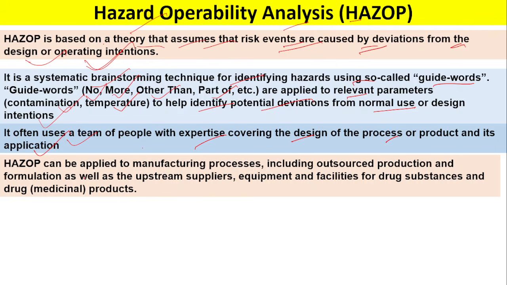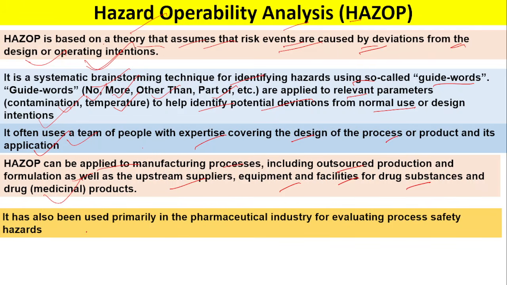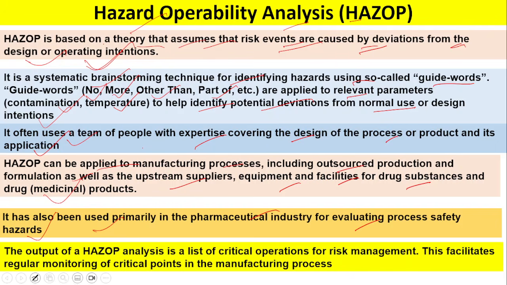Hazard operability analysis can be applied to manufacturing processes, including outsourced production and formulation, as well as upstream suppliers, equipment, and facilities for drug substances and drug medicinal products. It has also been used primarily in the pharmaceutical industry for evaluating process safety hazards. The output of hazard operability analysis is a list of critical operations for risk management. This facilitates regular monitoring of critical points in the manufacturing process.